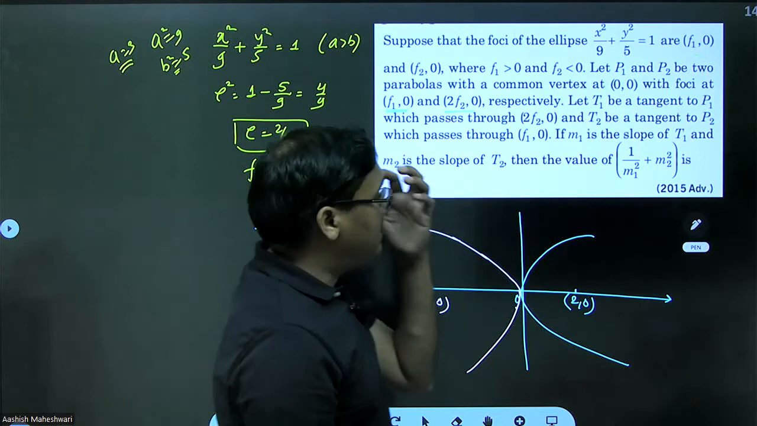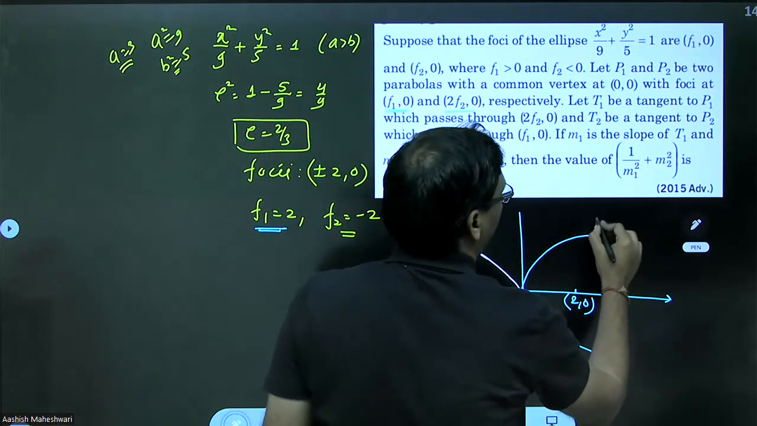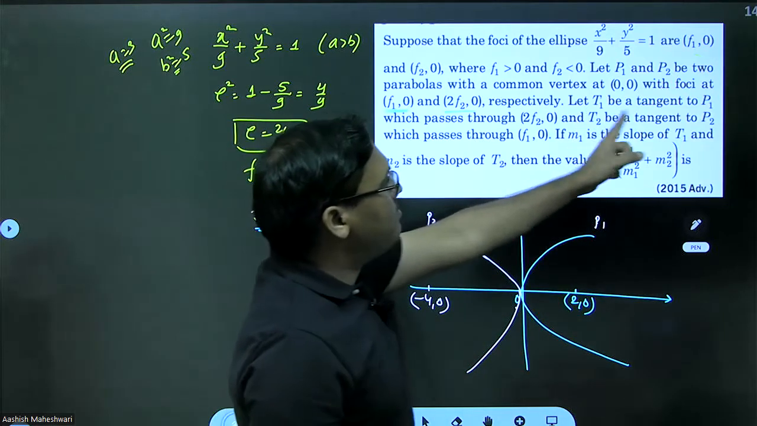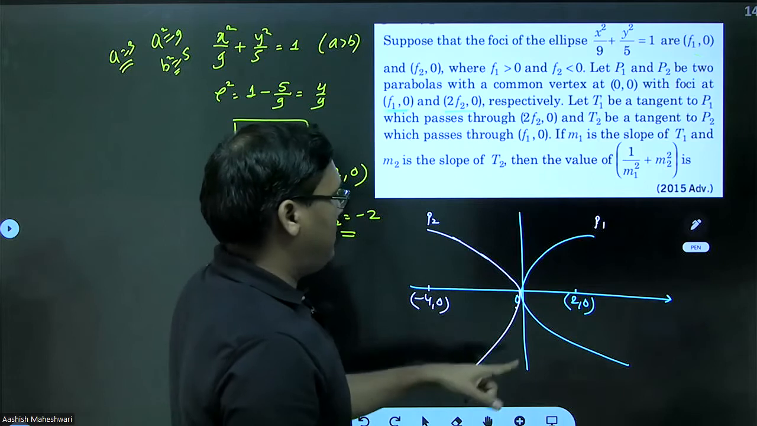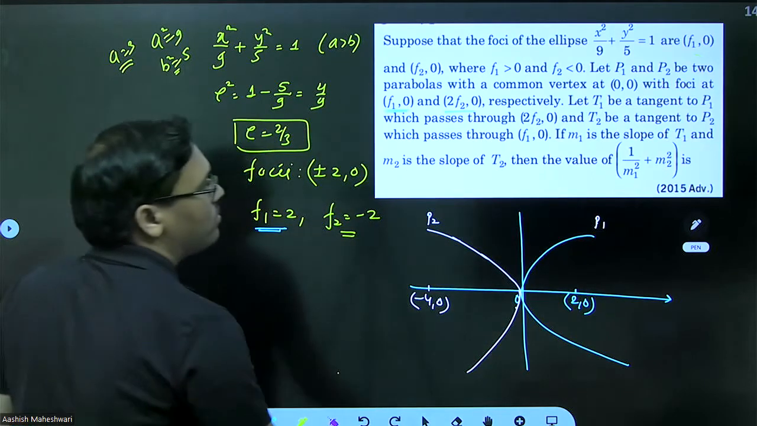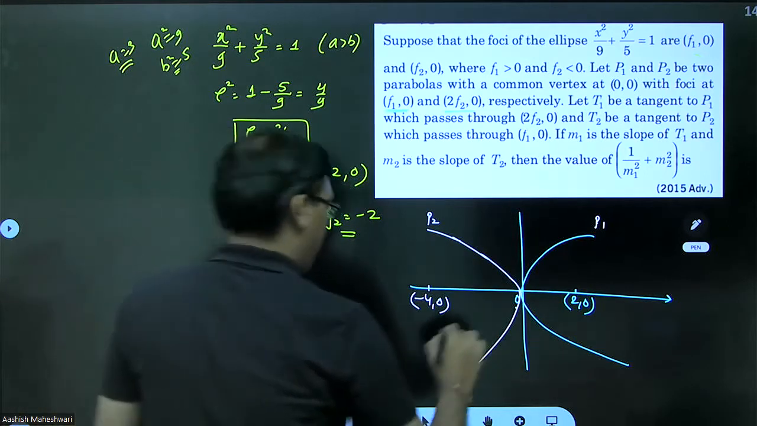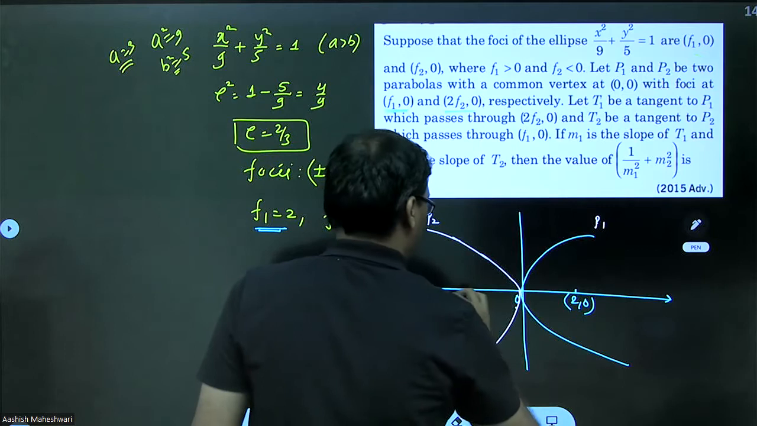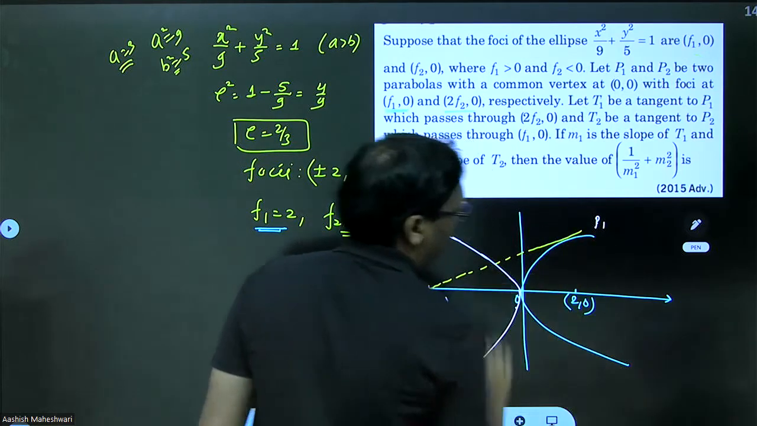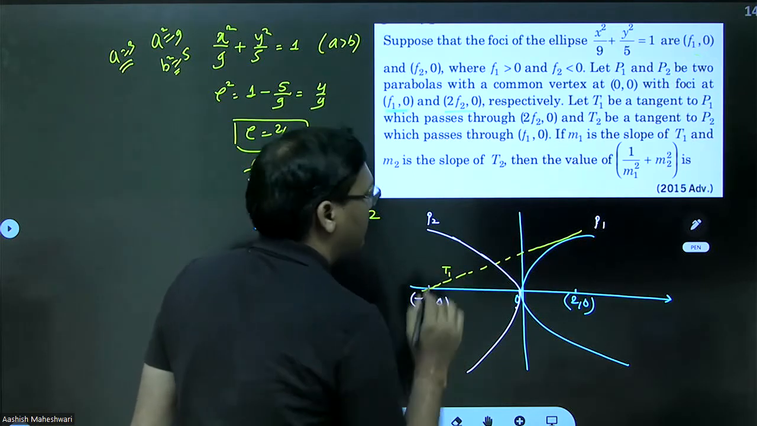Let T1 be the tangent to P1. Okay, this is parabola P1 and this is parabola P2. T1 is the tangent to P1 which passes through 2F2. That means this focus. So T1 is the tangent to P1 which is passing through the focus of the other parabola. This is the tangent T1.